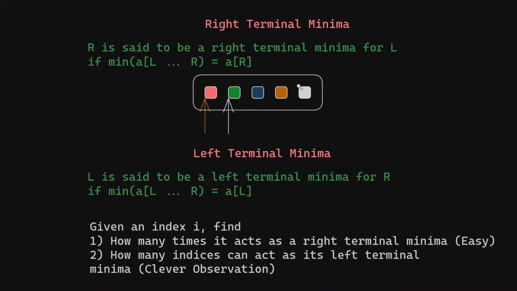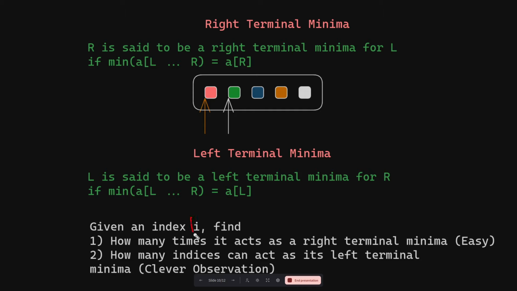Let us formally define a right terminal minima. R is said to be a right terminal minima for L if the minimum element of this subarray lies on the rightmost element of the subarray. For example, if you have a subarray starting from the green element and ending on the orange element, and suppose that the orange element is the minimum element of that subarray, then you can say that the orange element is the right terminal minima for the green element. Vice versa, if the green element is the minimum element of that subarray, we say that the green element acts as the left terminal minima for the orange element.